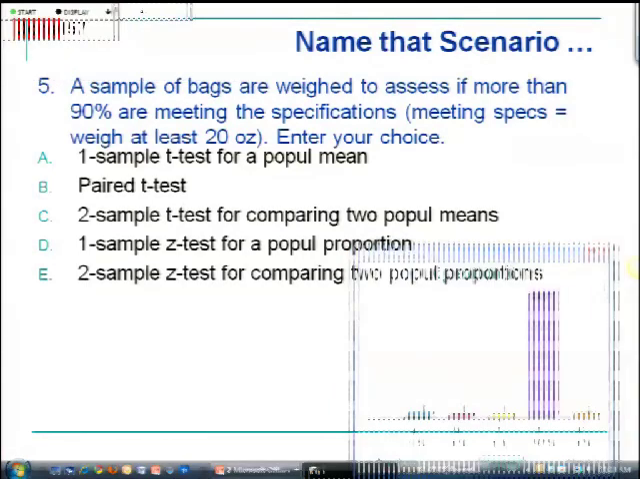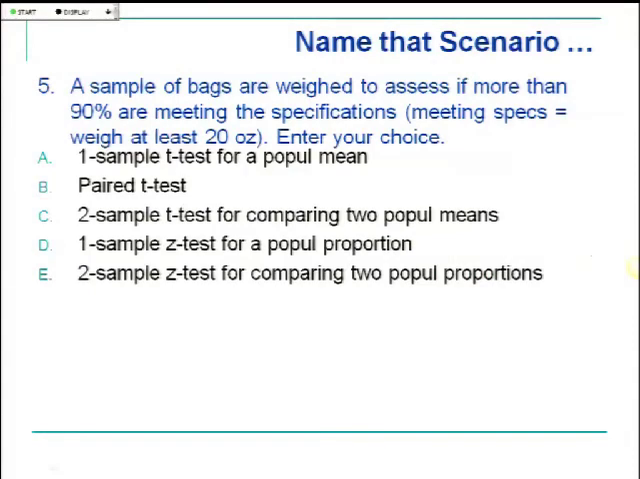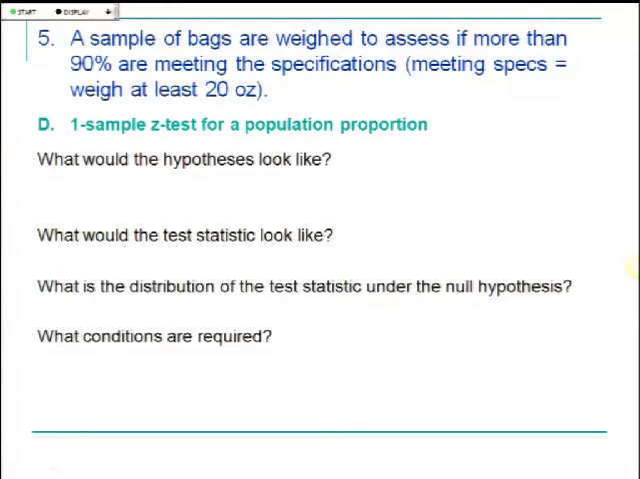All right, one sample z-test for a population proportion. H naught. All about P. 90% is the hypothesized rate. Give me about 3 more minutes of your attention and we'll be done, okay?